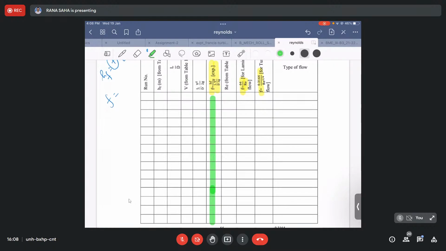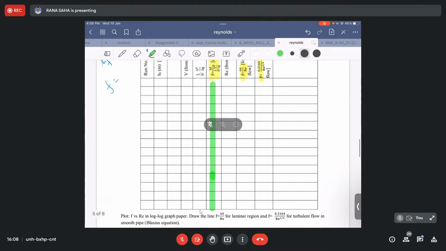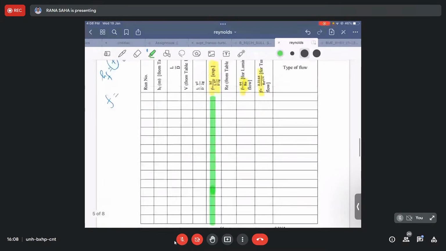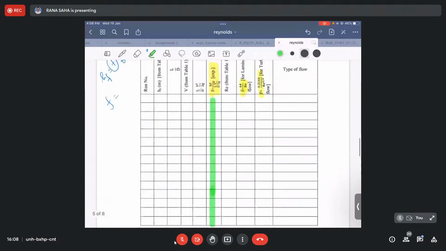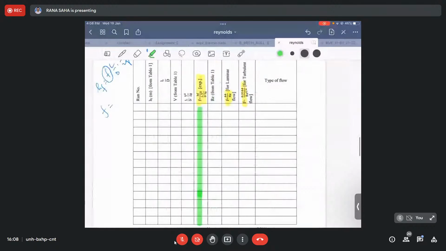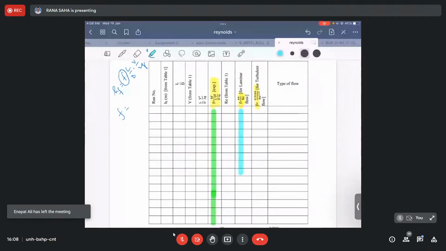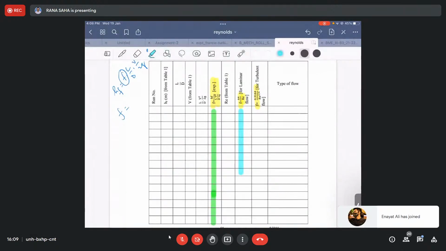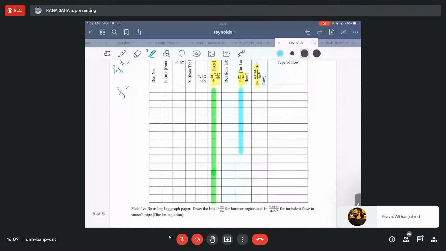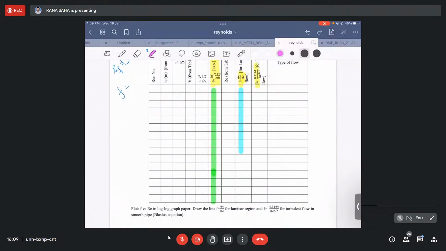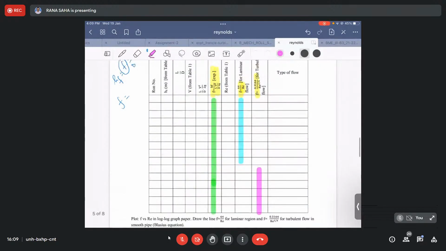So this column will be completely filled using Darcy's equation for all laminar and turbulent data, and for the laminar region only, up to this you are having the laminar region. So up to this, using F is equal to 64 by RE, it will be filled up. And for the remaining part, that is for the turbulent region, here you need to fill up. Getting my point?